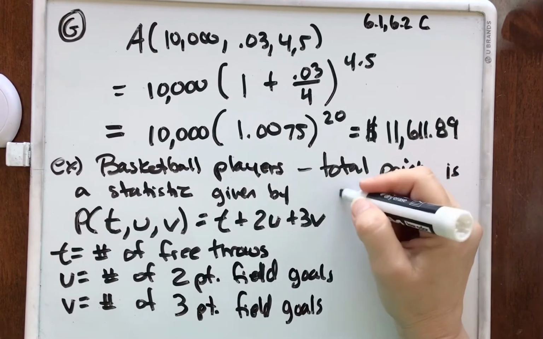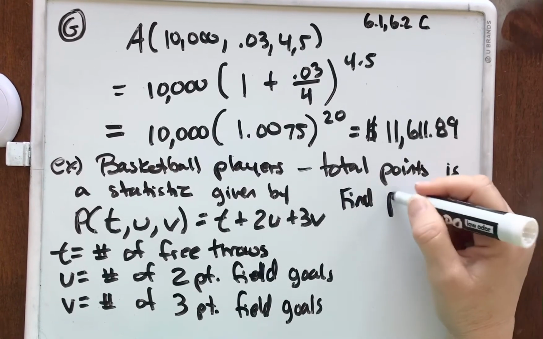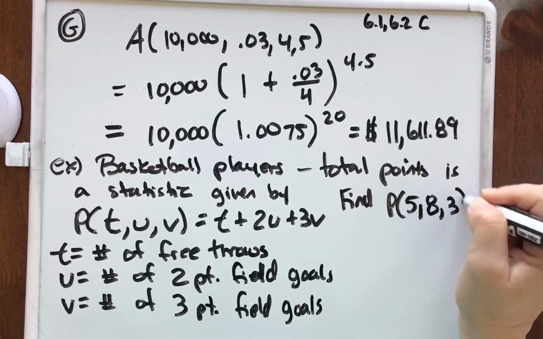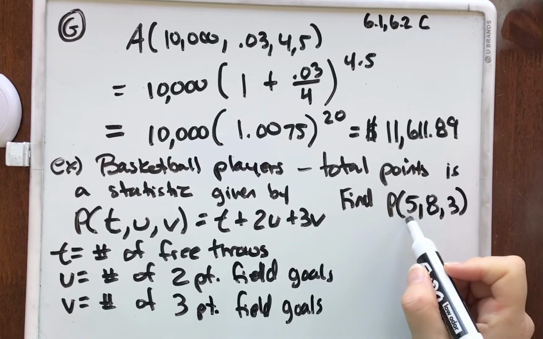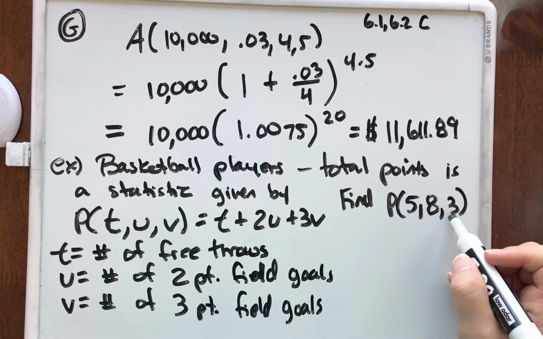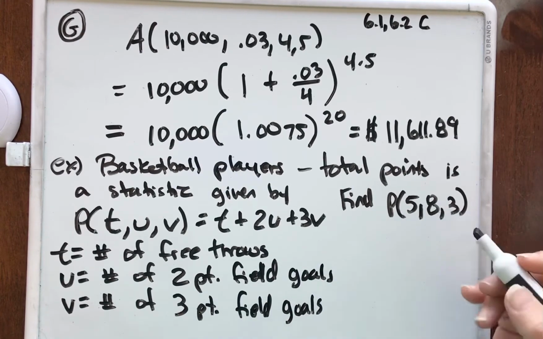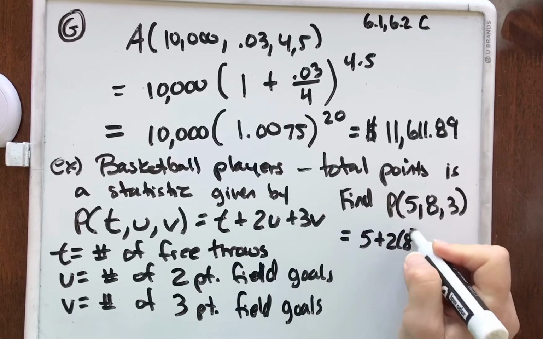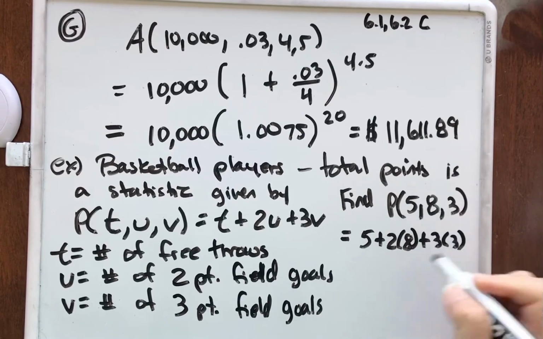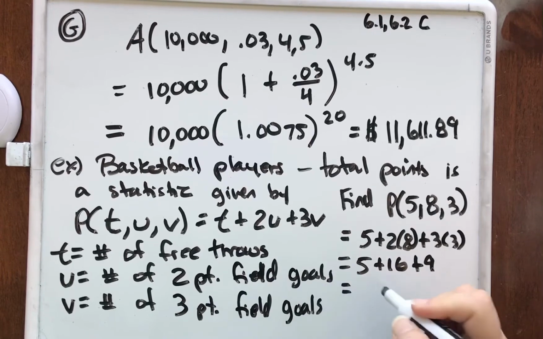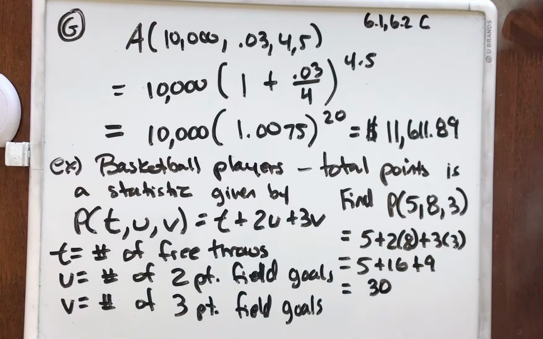Okay, so let's find P of 5, 8, 3. That means 5 free throws, 8 2-point field goals, and 3 3-point field goals. So we put it into the formula, and we have 5 plus 2 times 8 plus 3 times 3, 5 plus 16 plus 9, which equals 30.